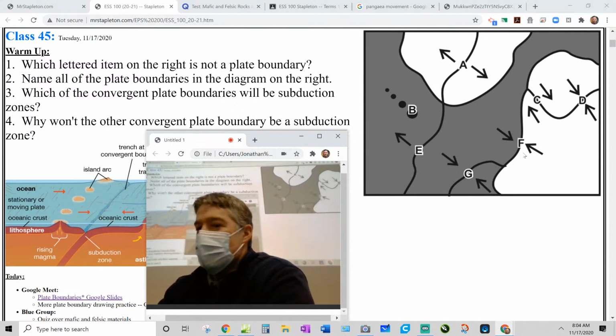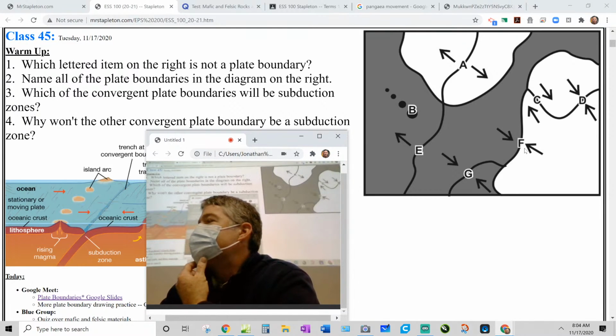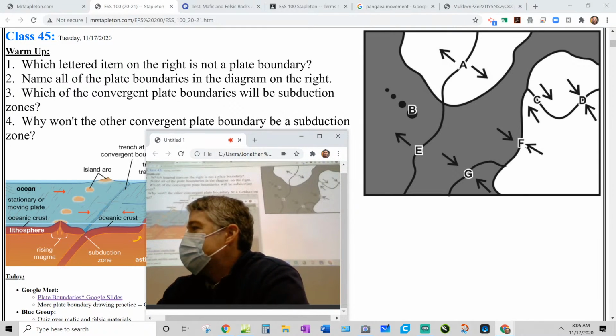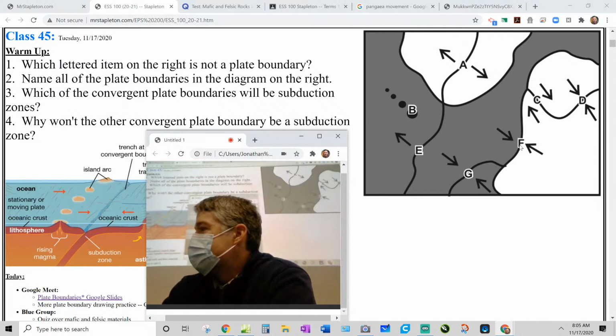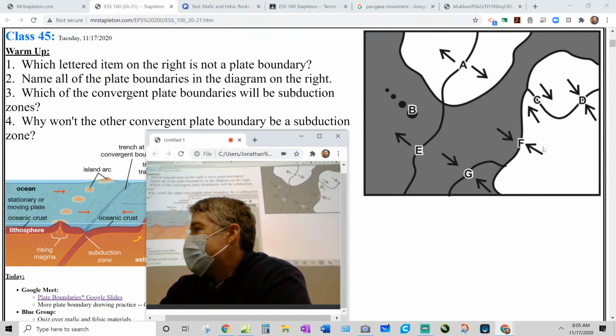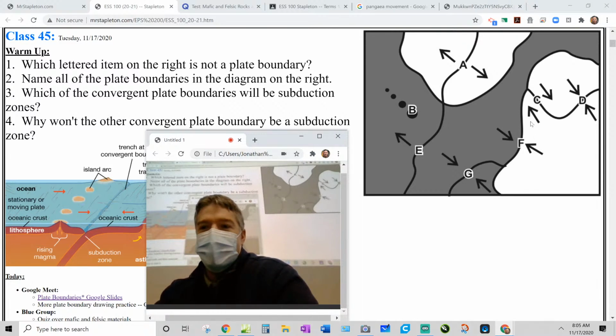And F, Anna, what's F? Sorry, I was trying to get my phone. That's okay. Does it matter which one you put first? No, it doesn't matter. So it's ocean. Is it continent? Yeah, either ocean-continent or continent-ocean, it doesn't matter. Ocean-continent convergent. Convergent, yes.